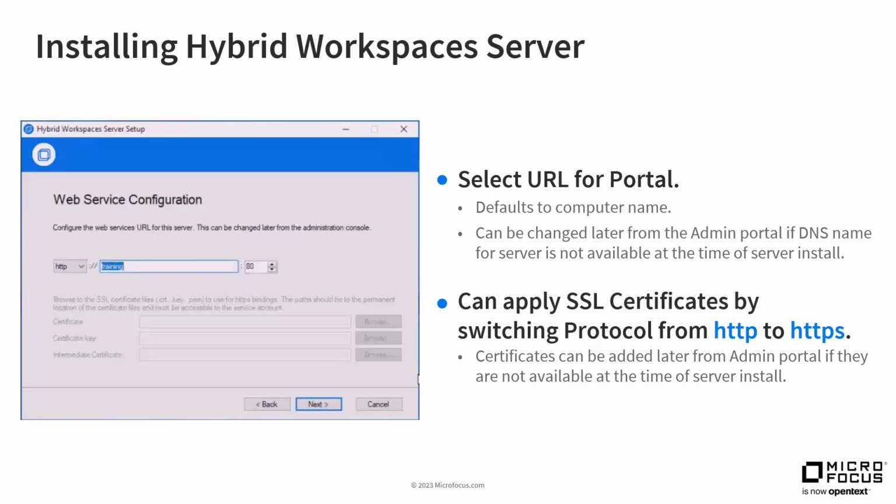You'll be able to select a URL for your portal. This defaults to the computer name. And this can be also changed later on from the administration portal if your DNS name for the server is not available at the time of the server installation. So it is safe to leave it as the computer name if you don't have a DNS name yet. You can also apply SSL certificates by switching the protocol on the left-hand side from HTTP to HTTPS. The certificates can also be added later on from the administration portal if they're not available right now.